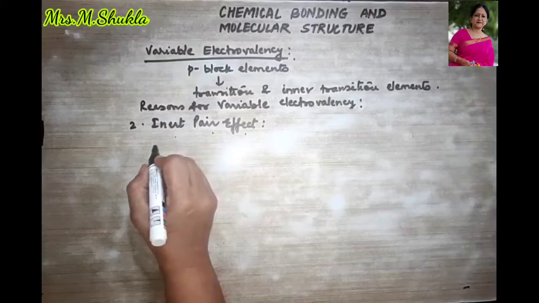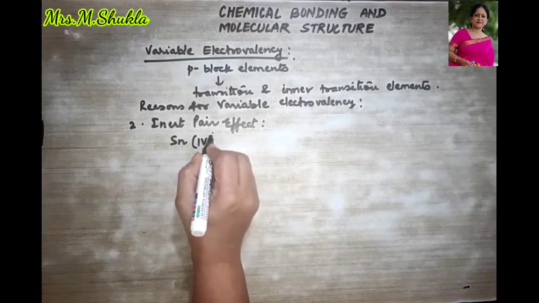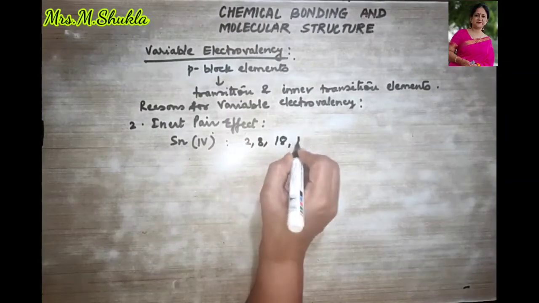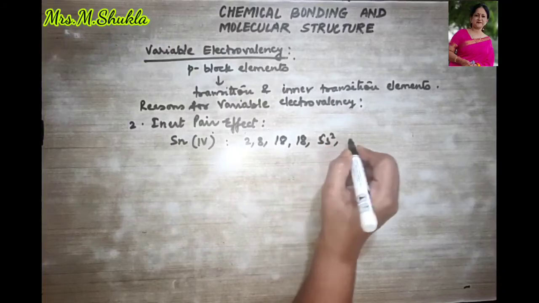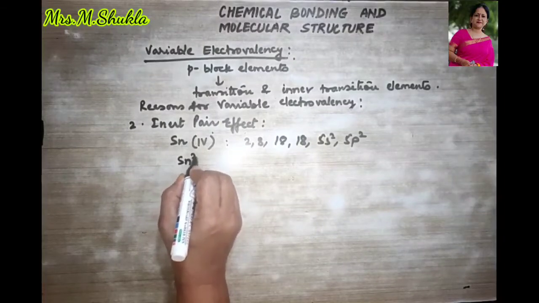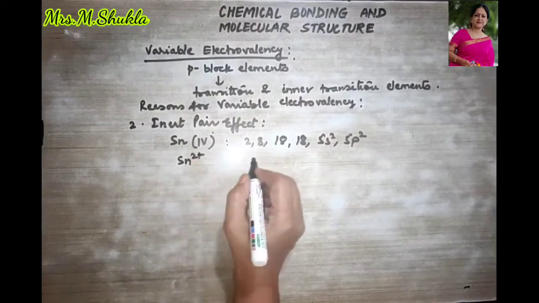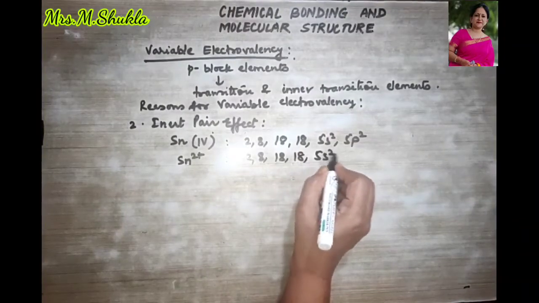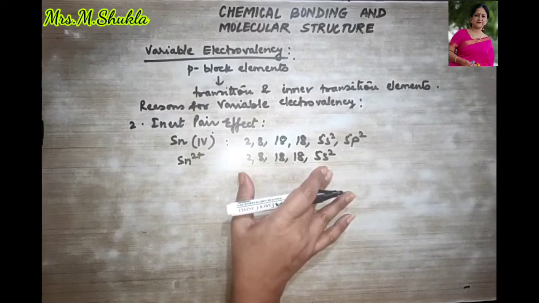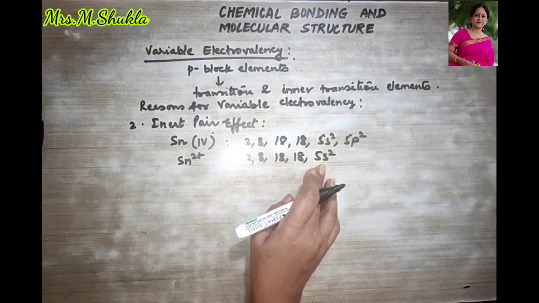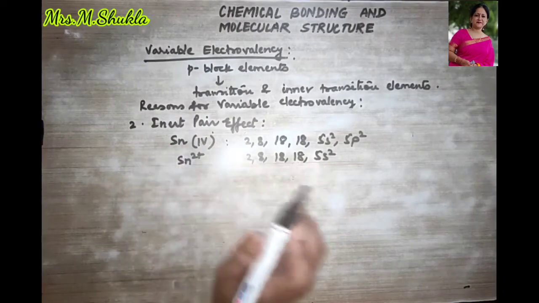Let's take an example of tin, right, which is found in the fourth group. So the configuration goes like this: 2, 8, 18, 18, 5s2, 5p2. Okay, and if you look at the Sn2+, we find it as 2, 8, 18, 18, 5s2. So this is more stable, isn't it? Over here, what has happened? Only 5p electrons are lost. S shows the reluctance and this forms an inert pair effect.